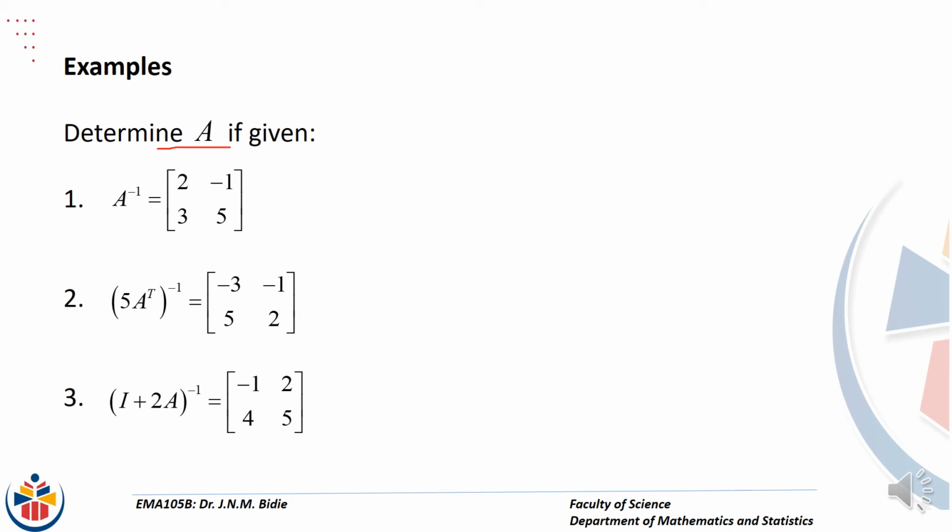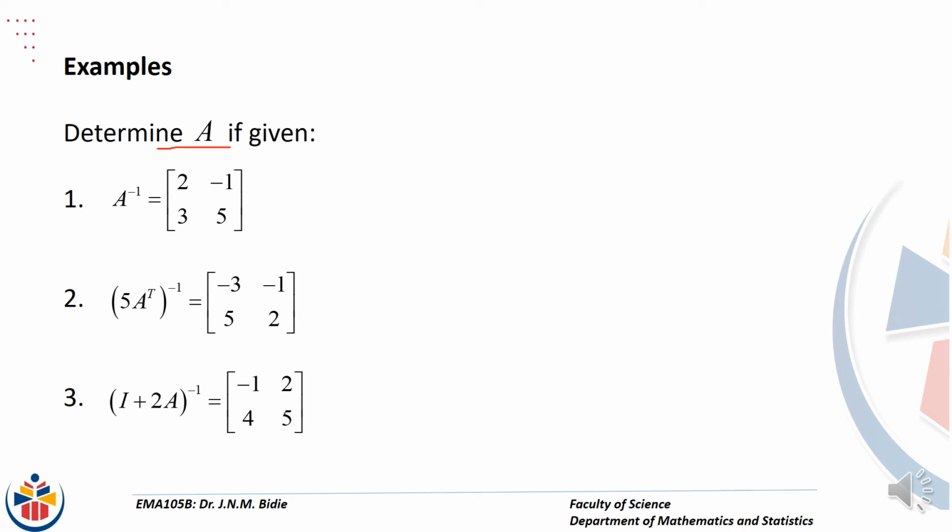Now, number 2, what you can do here is to remove this bracket. So you'll have 5 to the power negative 1 times A transpose inverse. That's one way you can do that. Then you take 5 and you multiply it to that matrix. And then you find the inverse of that matrix and then find the transpose.